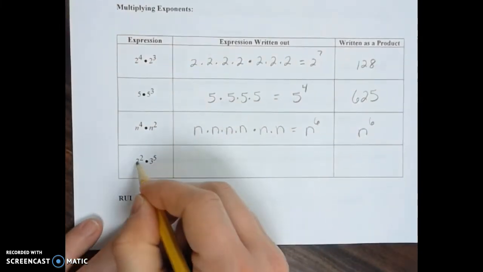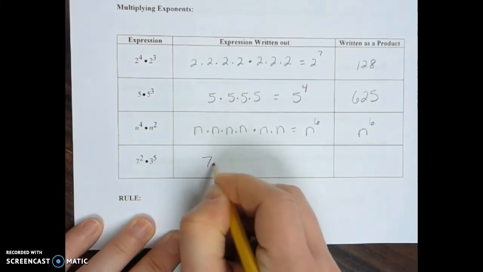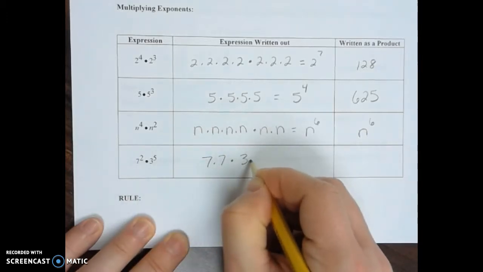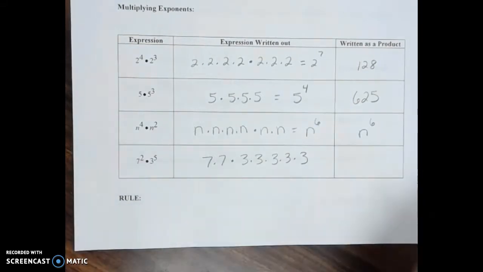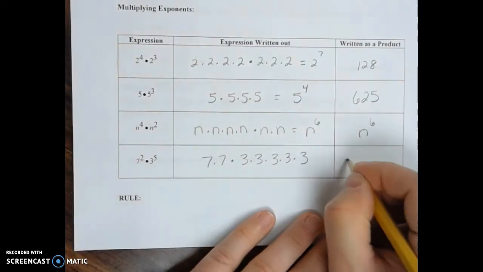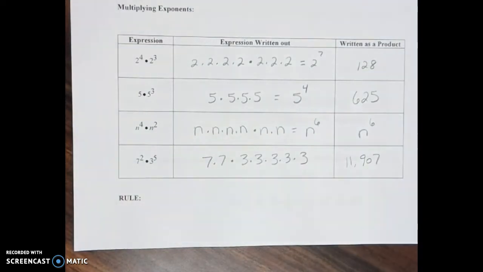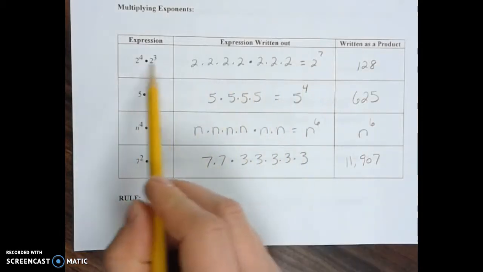And with the last example, I have 7 squared times 3 to the 5th power. So I'm going to have my 7 squared, 7 times 7, multiplied by 3 to the 5th power, 3 times 3 times 3 times 3 times 3. And when I multiply all of that together, I get a final answer of 11,907.